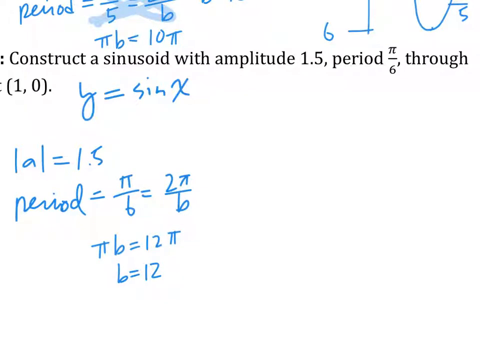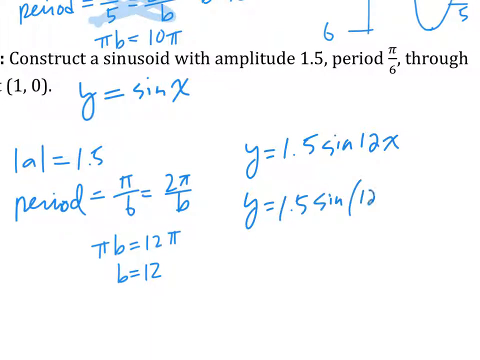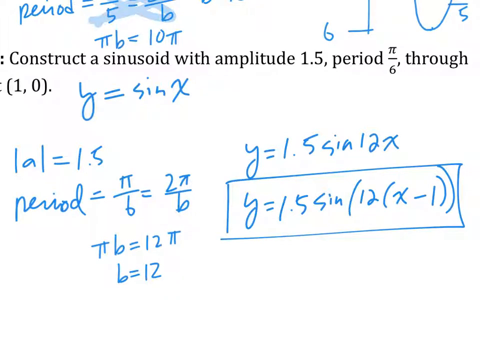Okay, so general equation would probably look like 1.5 sine 12x, except that it's not going to go through 1, 0. At least we don't know for sure that it's going to go through 1, 0. So what we want to do is push this starting point to start at 1, 0. So we are going to do a phase shift. So 1.5 sine 12 times x, and we are going to push it to the right, so minus 1. Okay.